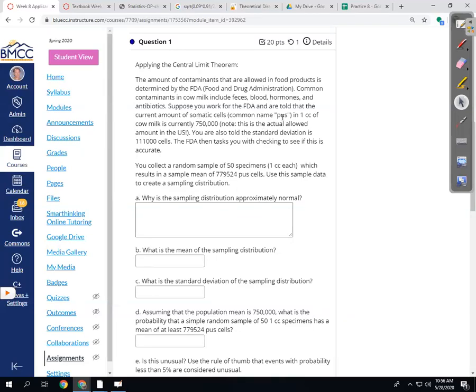Somatic cells are basically pus cells in the milk. And in 1 cc, so that's a cubic centimeter or a milliliter, which is like 1/3 of a teaspoon, so it's more than a drop but less than a teaspoon, there can be an average of no more than 750,000 pus cells.